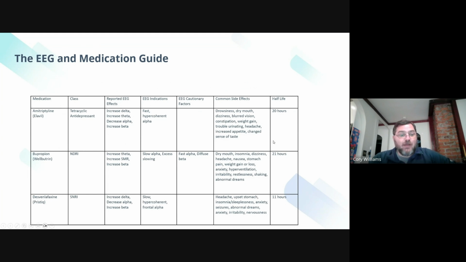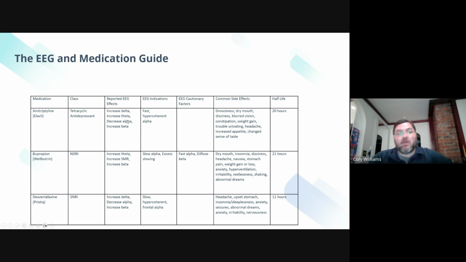And this should help you to figure out when you're looking at someone's EEG, if we see, for example, Wellbutrin increases theta, increases SMR, and increases beta, when you look at their EEG, if you see a lot of beta activity, that might be an indication that you're seeing some medication effects there. Just like with Pristiq, if you see a decrease in alpha, there's less alpha than you expect, then maybe this is a potential reason why, okay?